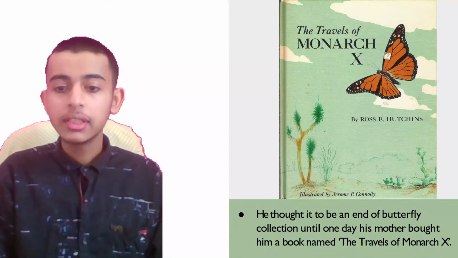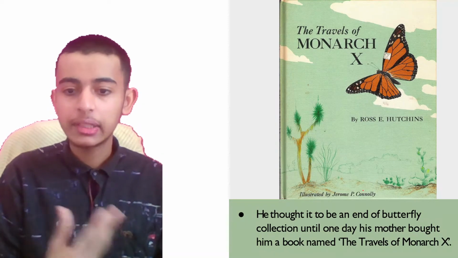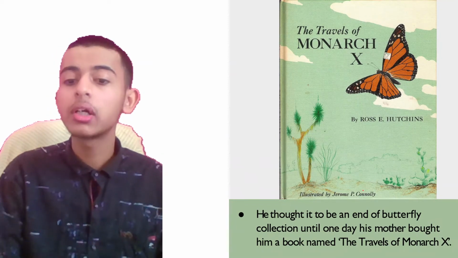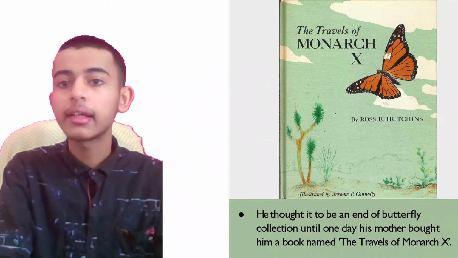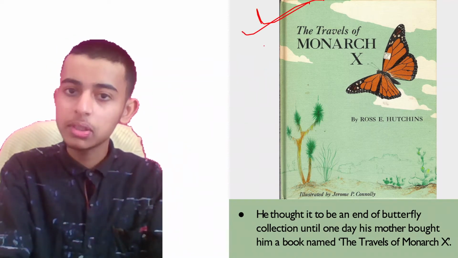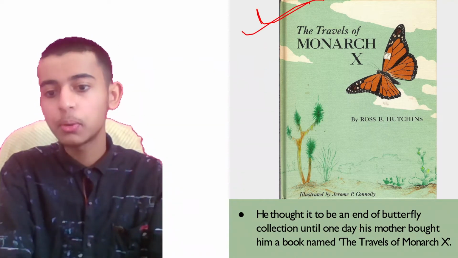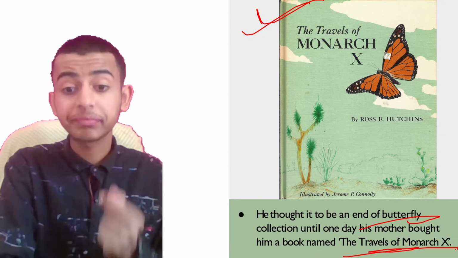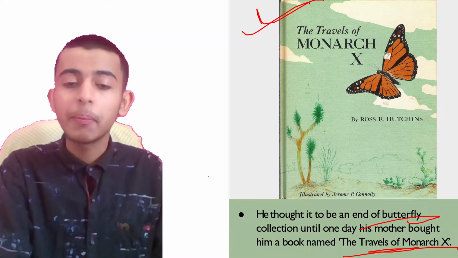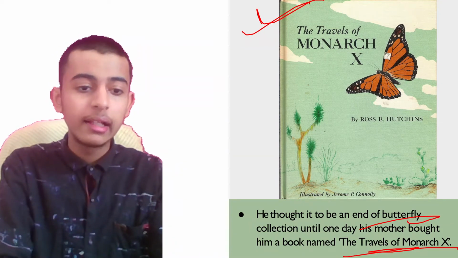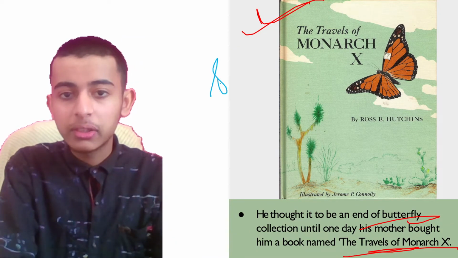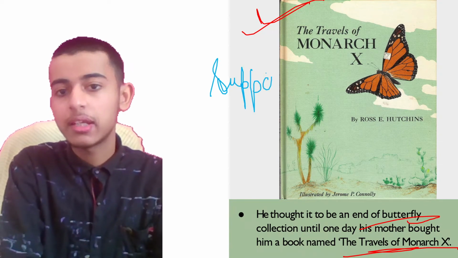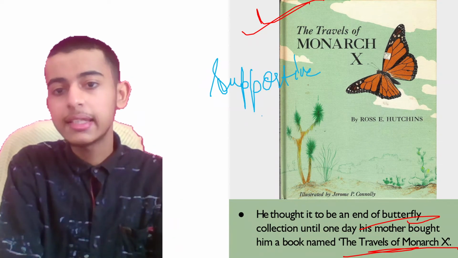He thought it to be an end of butterfly collection until one day his mother bought him a book named Travels of Monarch X. This book is very important. Questions can be asked about what this book talked about, and this was given to Richard by his mother. Very, very important. From here, we also understand that Richard's mother was very supportive, as well as kind.